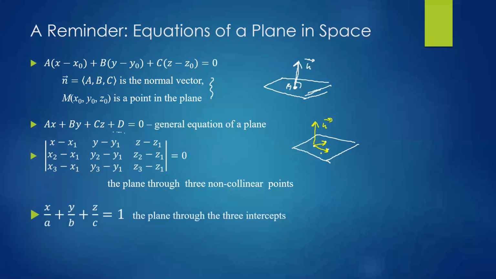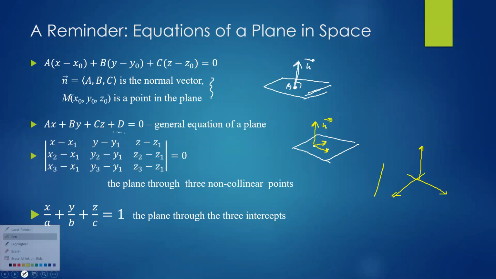And finally, the equation of a plane through three intercepts of the coordinate axes, which would look like this somewhat. If we have this plane, then we have three points on the axes that look like this. These are the three points where the plane is supposed to intersect these axes: A on the x-axis, B on the y-axis, and C on the z-axis.